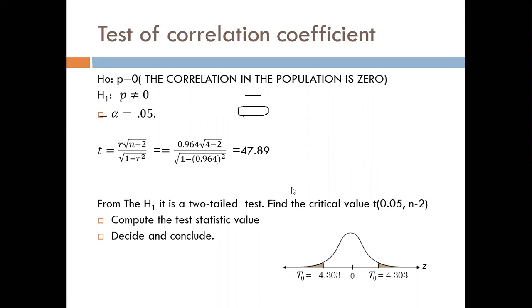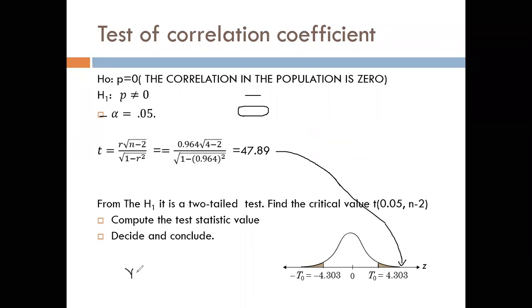And then the final stage is always to compare. Now, when we compare, the test statistic on the scale will be to the extreme right of the graph, which means that the test statistic value falls in the rejection region. If it falls in the rejection region, then we have evidence to reject the null hypothesis. So we reject H naught. We are rejecting the null hypothesis.